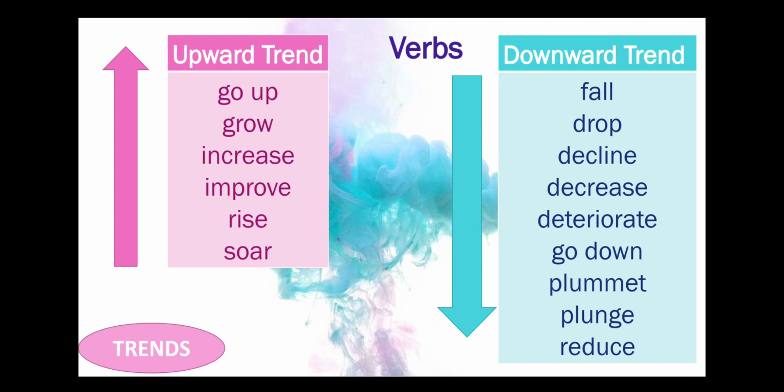Trends can either go upwards or they can go downwards. When they are going upwards, you can use the vocabulary go up, grow, increase, improve, rise, soar. And when they are going downwards, we can use the words fall, drop, decline, decrease, deteriorate, go down, plummet, plunge, reduce.